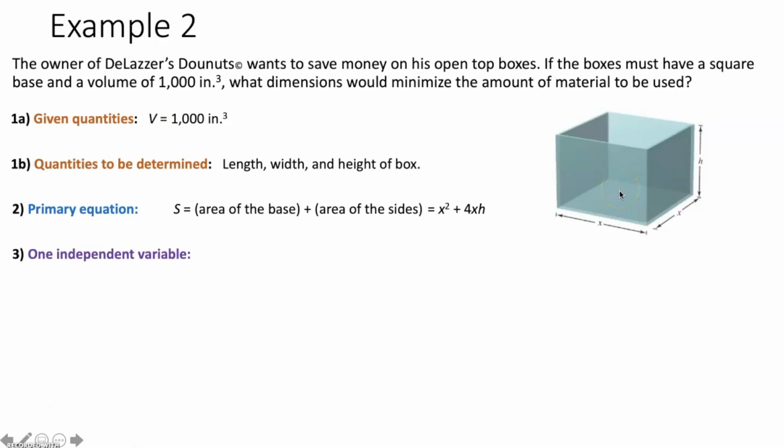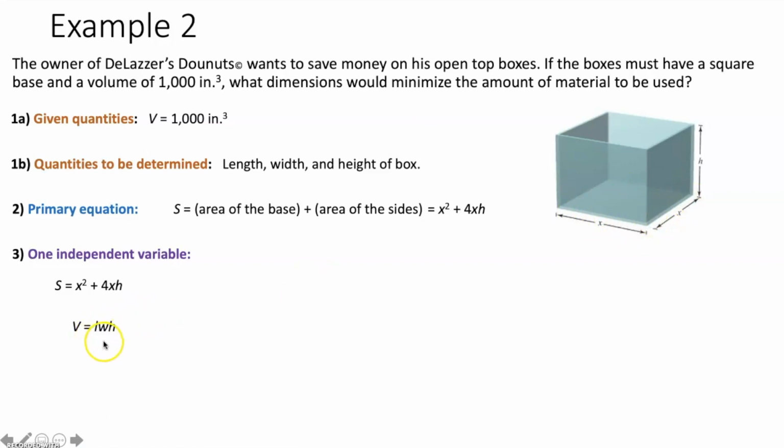Next, we need to make sure that it only has one independent variable. Here we see that our surface area formula has an x and an h as independent variables. We can only have one because the goal here is to find the critical numbers. And to find critical numbers, we take the derivative of this, and we don't want to have two independent variables. So what we do then is we look to our given quantities to help us out. We are given that the volume of this open top box has to equal 1,000 cubic inches. So how can we use this? Well, the volume formula for a box like this would be length times width times height. And if we know the length and the width are the same, they're both x, we can plug that in here.